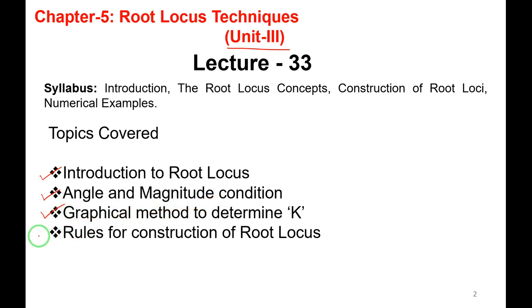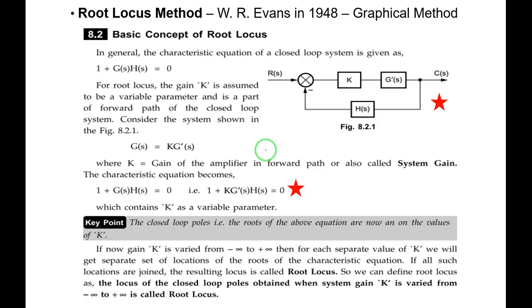Then, okay, we'll understand one by one later on. Then rules for the construction of root locus. Yes, there are totally 8 rules in order to construct the root locus. After constructing the root locus, we can judge the stability of the system. That we will see one by one slowly, right?